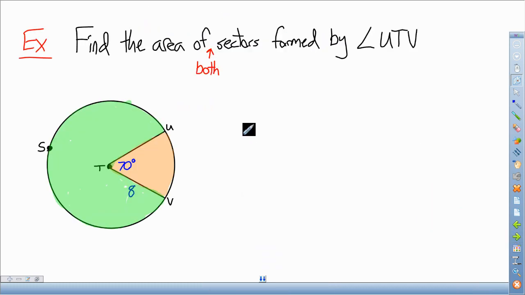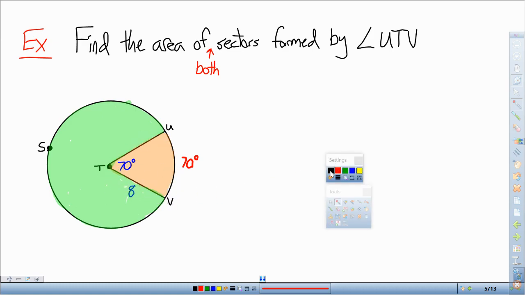Let's try it out. Okay, so in this example, we're going to find the area of both sectors formed by the angle UTV. So go ahead and copy this circle, get the directions, and we'll try it. Okay, so I noticed that they're giving me the measure of this central angle right here. So I know that means the measure of this arc is 70 degrees. I'm going to start with finding the area of just this piece right here, this sector. All right. So, by the way, when you name a sector, you name it by basically just going around the sector. Okay. So I'm going to call this thing sector UTV.